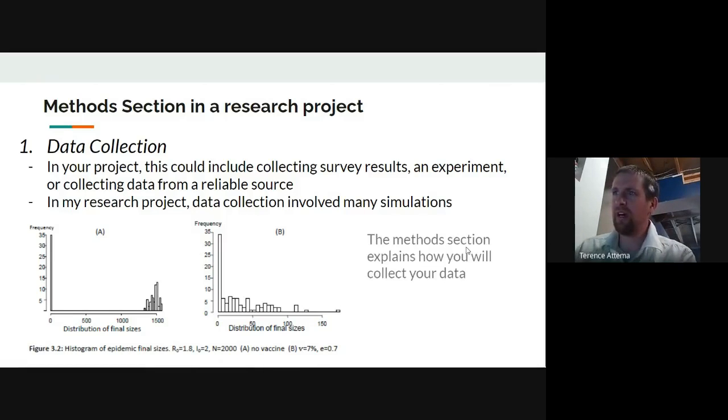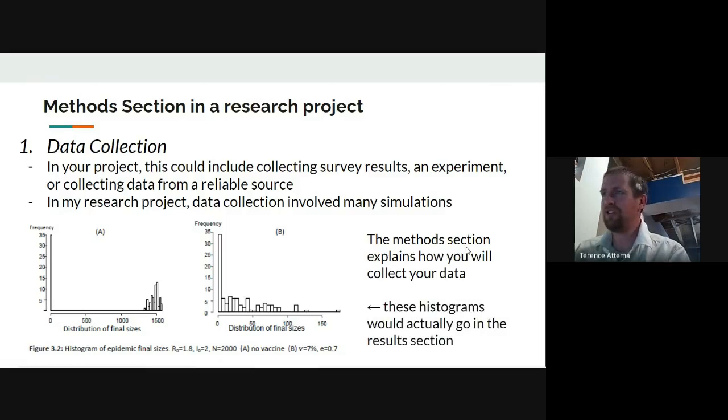So that was one. Now, just to clarify, your methods section actually wouldn't have the histograms or the scatter plots or that sort of thing. That actually goes in the results section. I just wanted to show you what a visual of a simulation result would look like.